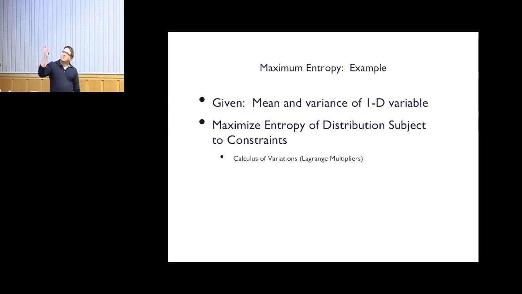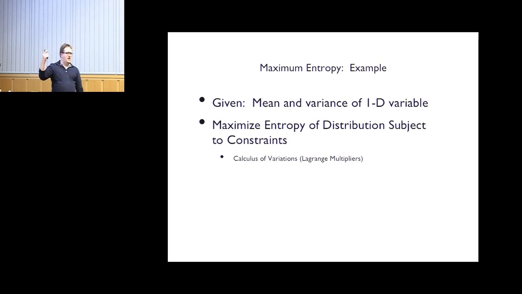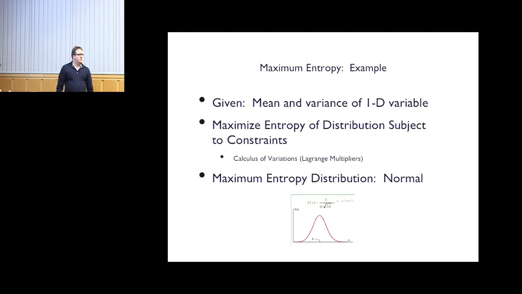But what you could do is you could maximize the entropy of that distribution subject to constraints on the mean and the variance that I gave you, right? So it's just a problem in calculus of variations. And what you would find when you did your typical Lagrange multipliers is that the distribution that's maximally entropic but has the mean and variance that I gave you is a Gaussian distribution. So there's something kind of satisfying about that, right?